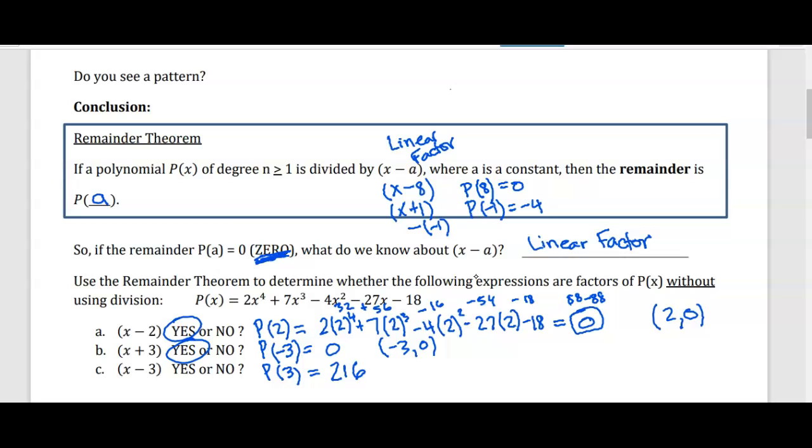For letter C, x minus 3, we have to test positive 3, and you end up with 216. So that is definitely not a 0. That would be way up in the first quadrant at 3, 216. So that would not be a good 0 or linear factor. Okay, so this is a quick check, a way for you to tell if a factor is a good factor and should we divide by it. Okay, so we're going to be using this remainder theorem along with this synthetic division today to find good factors of this polynomial.